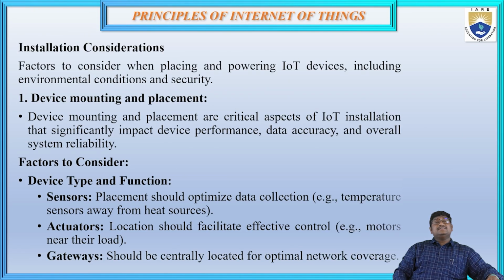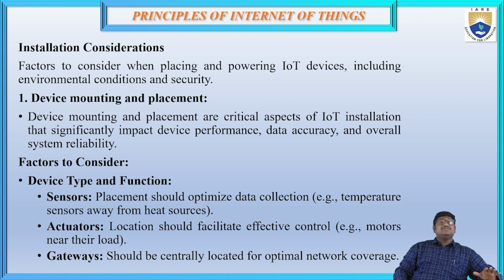What are the installation considerations which have to be taken care of while placing these IoT physical devices, which include environmental conditions and security? The first one is device mounting and placement. Mounting and placement are critical aspects in IoT installation, which have an impact on device performance, data accuracy, and also system reliability.